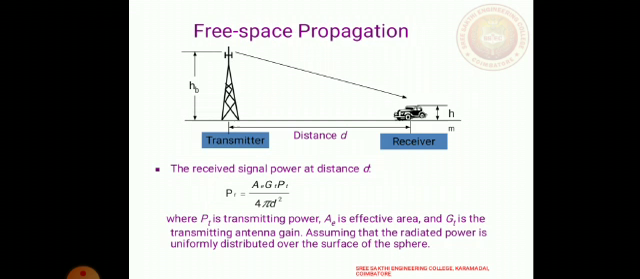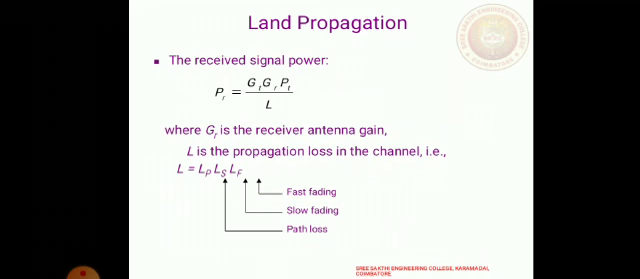And in free space propagation, the signals are transmitted from the antenna and received by the receiver. As we are going to see, the receiver is in a mobile vehicle, so we have the received signal power at the distance d as PR is equal to AR GT PT by 4 pi d squared. And in land propagation, we have the ground wave propagation, and the received signal is given by PR is equal to GR GT PT divided by L. So here we are coming across fading, which is called fast fading, slow fading and path loss.